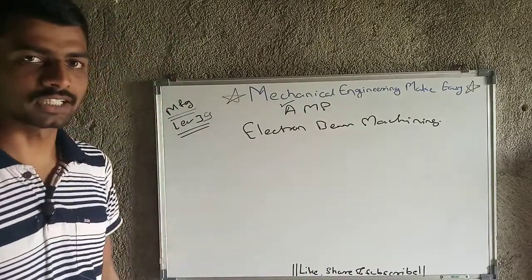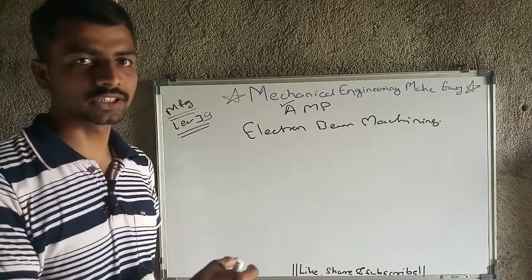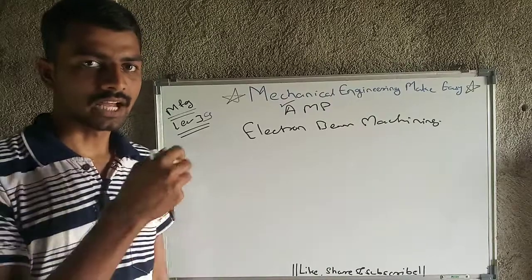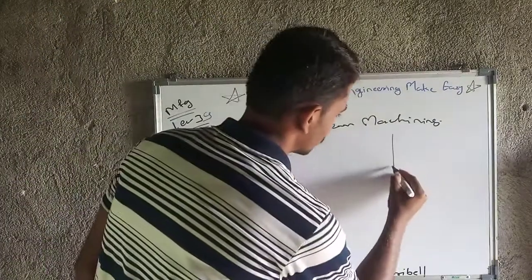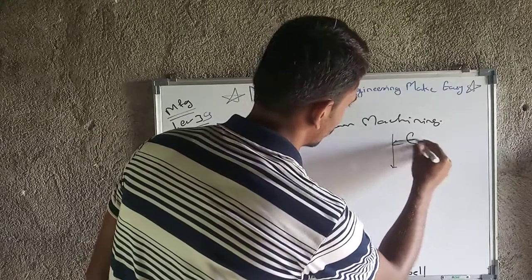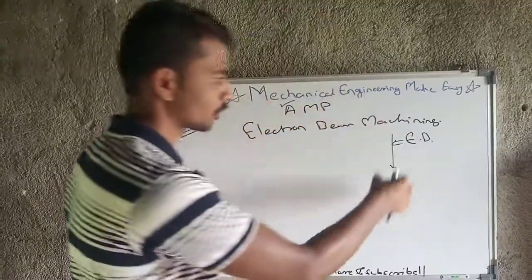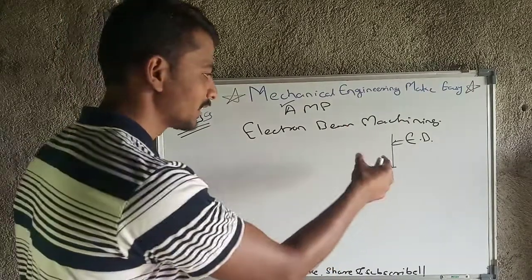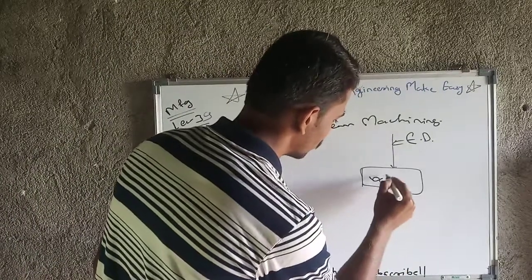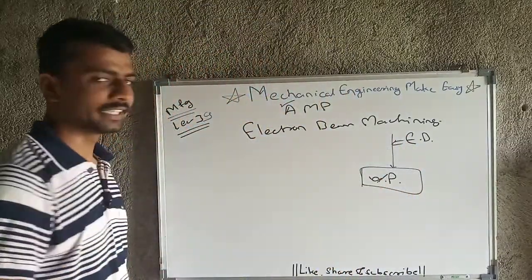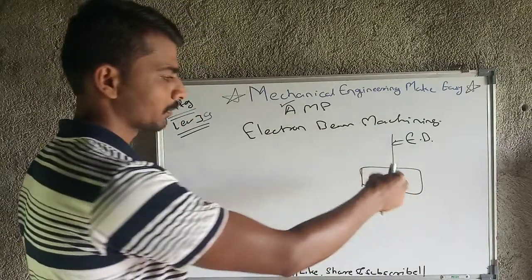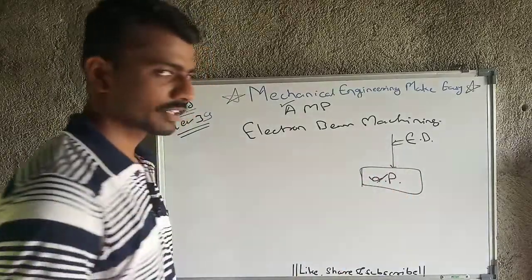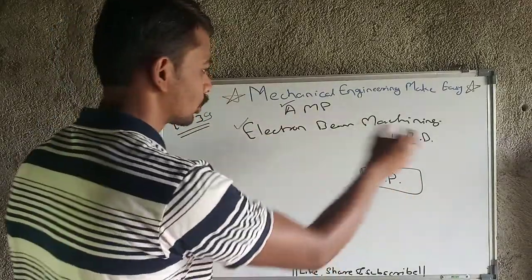What is electron beam machining? The heat will be supplied with the help of electrons, that beam of electrons, and the evaporation of material will take place and the machining will occur. This is the electron beam. That electron beam will carry some electrons, and those electrons will carry some heat energy, and that heat energy will be given to the workpiece. Because of that heat energy, the workpiece particles will evaporate, and the machining action will happen. This is the basic principle of electron beam machining.